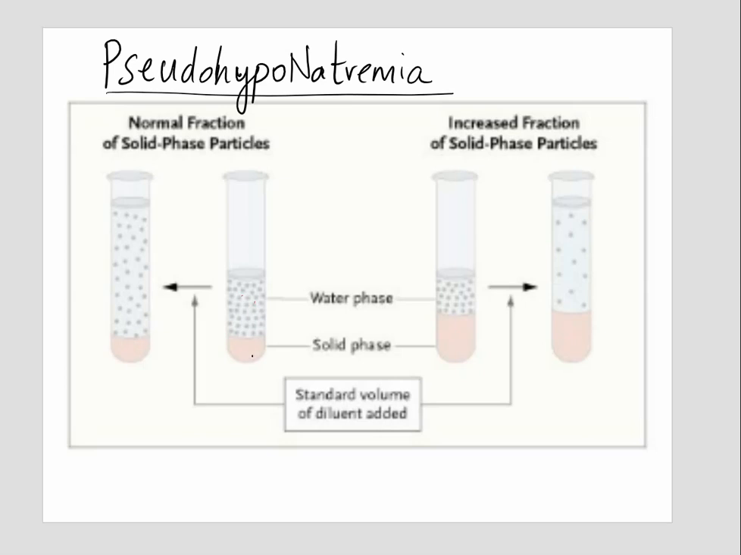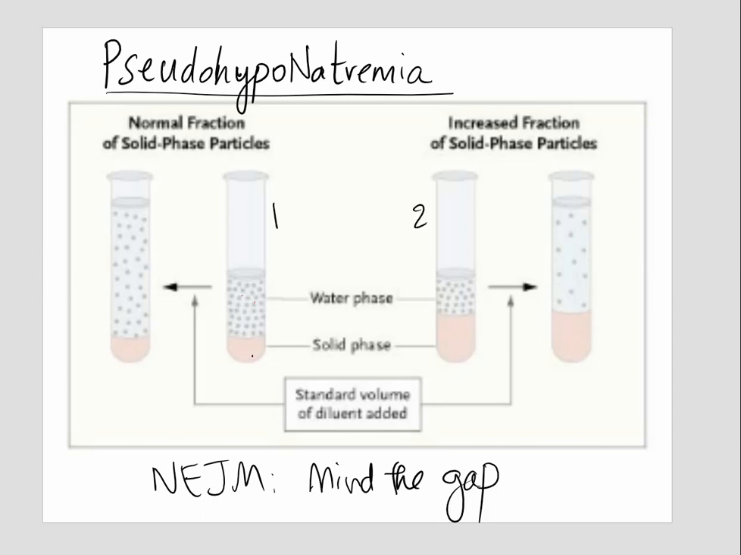I got this picture from an article in the New England Journal of Medicine, called Mind the Gap. It's a very good article, and I encourage you to look it up. The picture here is kind of blurry on the screen, but let me walk you through it. Let's assume you have two subjects, subject 1 and subject 2, and we have about 1 ml of plasma from both the subjects. Now, subject 1 has a normal solid phase.